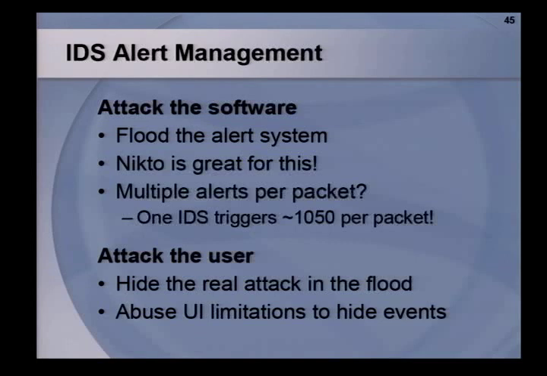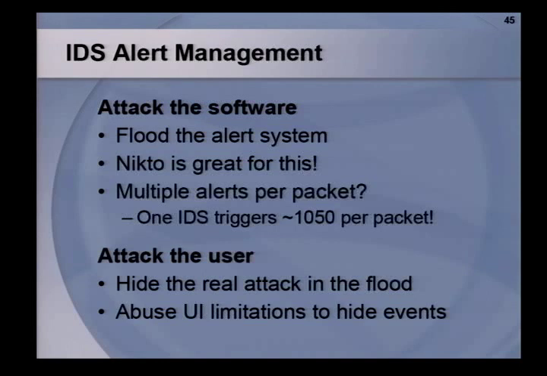There's a specific IDS out there that you can actually trigger over a thousand events with a single packet. So just flood that packet about 15 times and then do your attack somewhere in the middle, and there's a really small chance someone's going to be able to detect what you're doing. And finally, just attack the user. Send the attacks in a way that it's really unlikely they're going to see the attack that you sent.